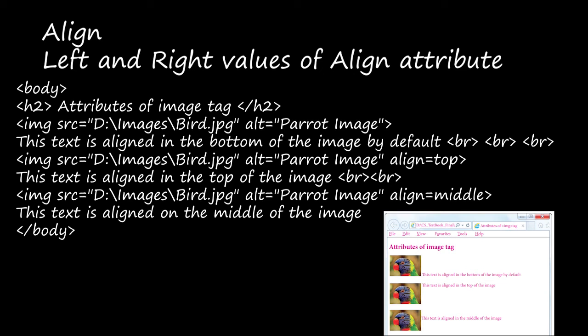The next one we have given align is equal to top, right? So the text is aligned to the top of the image. The next one, align is equal to middle, so the text is aligned in the middle of the image, right?